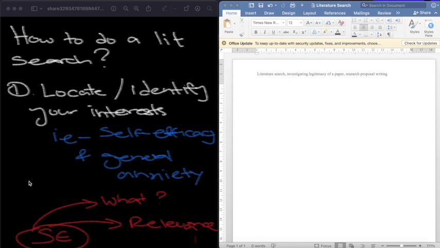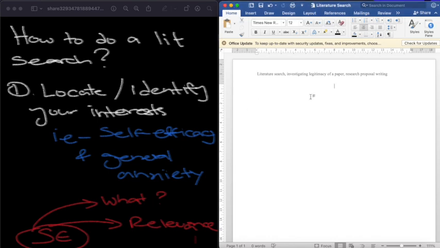Okay, now let's start with the first. How exactly are we going to do a literature search, and why do we need to do a literature search in the first place? So let's say you want to write a small research proposal. For that also you need to have research literature, and you use this literature to help readers understand what exactly you are proposing.